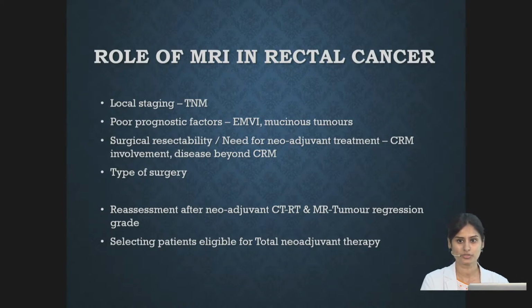That is determined based on involvement of mesorectal fascia, or in other words, circumferential resection margin. And if there is any disease extending beyond the CRM, which will make the surgery not primarily possible and will need neoadjuvant treatment. And also to determine the type of surgery or extent of surgery, and to reassess the tumor after neoadjuvant treatment, and to ascertain a MR tumor regression grade. And a small subset of patients where total neoadjuvant therapy can be given can be predicted by MRI.